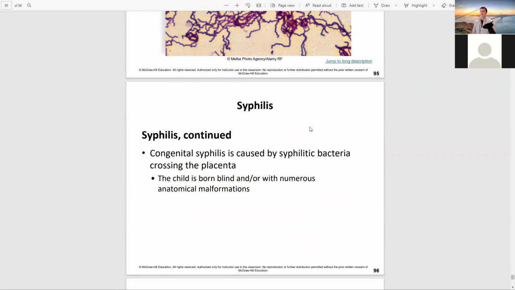So congenital syphilis is caused by syphilitic bacteria crossing the placenta. The child is born blind or with numerous anatomical malformations.